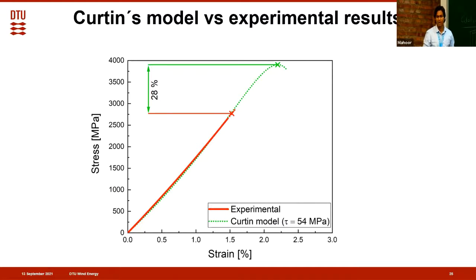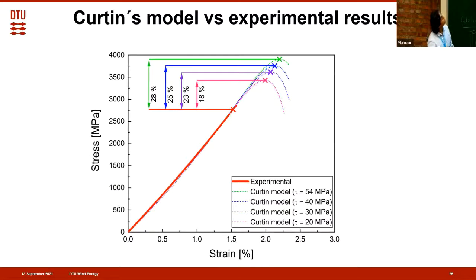I think it's just one slide, so it's almost done. So now we compare this Curtin model versus the experimental results. How does it fit? We see the difference between the experimental result and the Curtin model, using a tau value of 54, which is the upper bound tau value we found, is 28%. And this is just based upon the maximum strength of the matrix divided by √3.